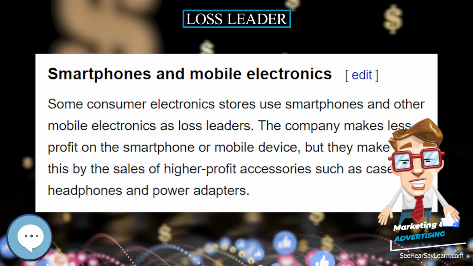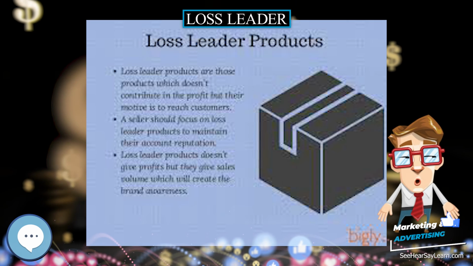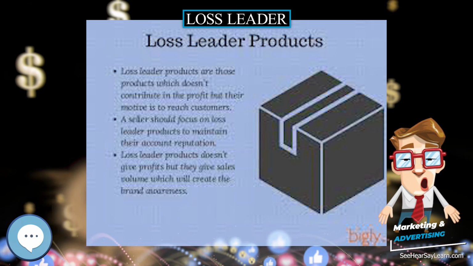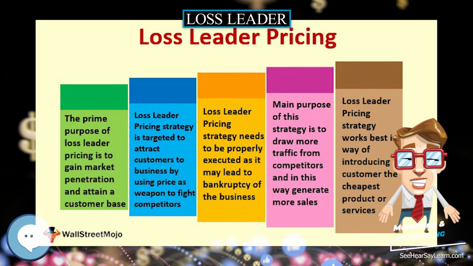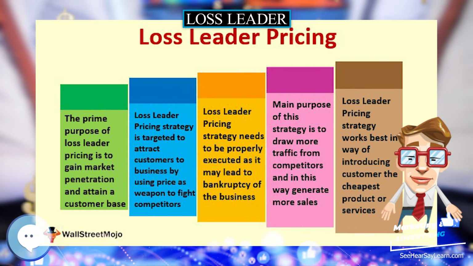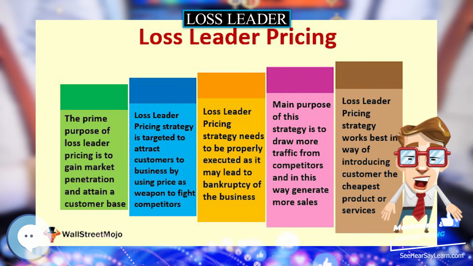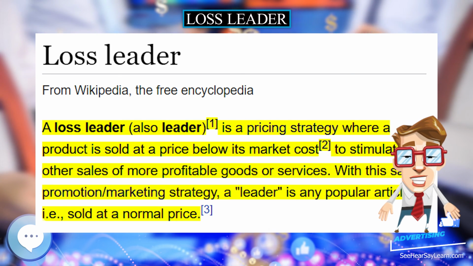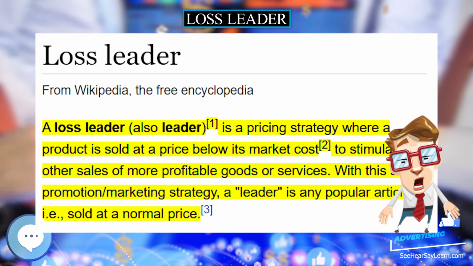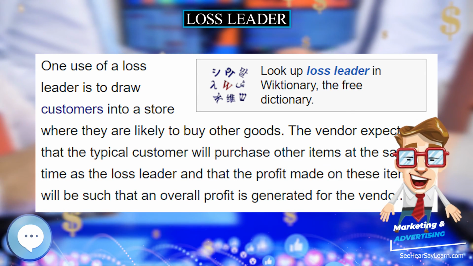Smartphones and mobile electronics. Some consumer electronics stores use smartphones and other mobile electronics as loss leaders. The company makes less profit on the smartphone or mobile device, but they make up for this by the sales of higher profit accessories such as cases, headphones and power adapters.